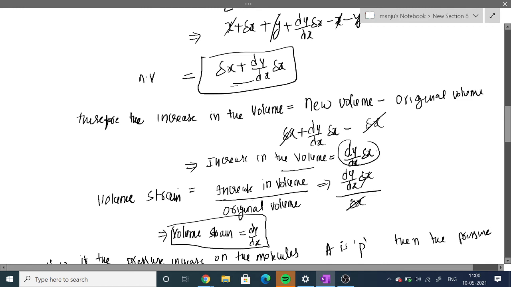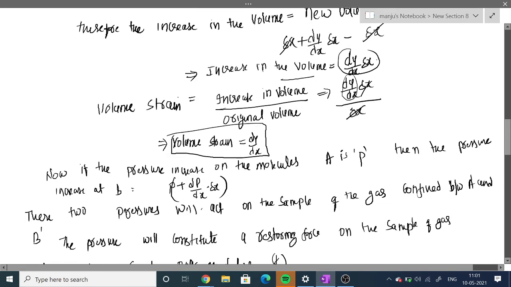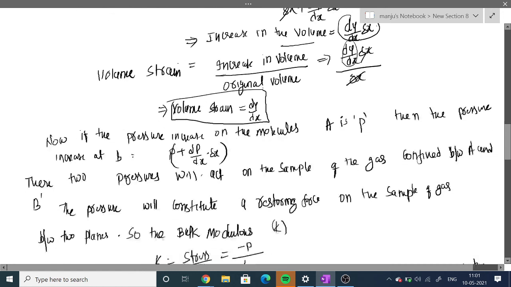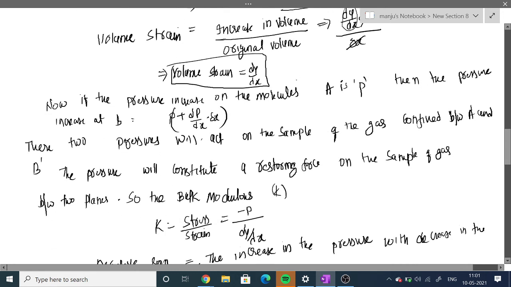Now we have to find the volume strain. Strain is equal to the change in the volume divided by the original volume. So the increase in volume is dy by dx into delta x, and the original volume is delta x. Delta x gets cancelled, so the volume strain is dy by dx. The pressure at position A is P, and the pressure at B is P plus dP by dx into delta x. So there is a pressure difference between A and B, which constitutes a restoring force on the sample of gas.